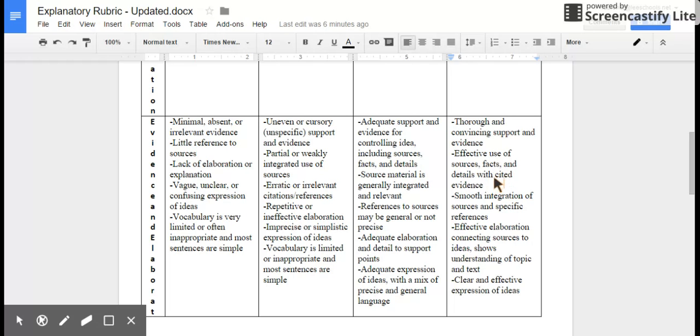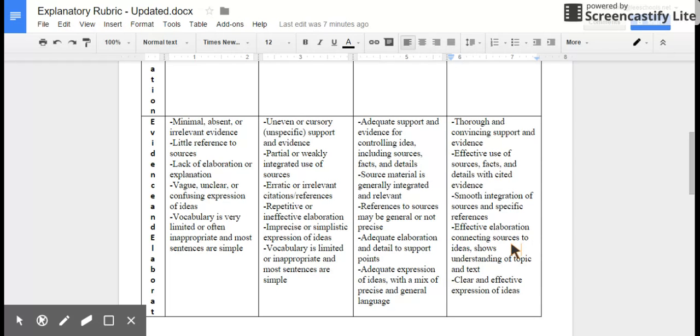Next, effective use of sources, facts, and details with cited evidence. So proper citation is essential for getting a 4. And then using effective quotes, quotes that work. They're doing a job. Smooth integration of sources and specific references. This is important for those of you who really struggle with integrating your citation and your quotes smoothly into a sentence. We need to work on that because that's important for getting a 4.